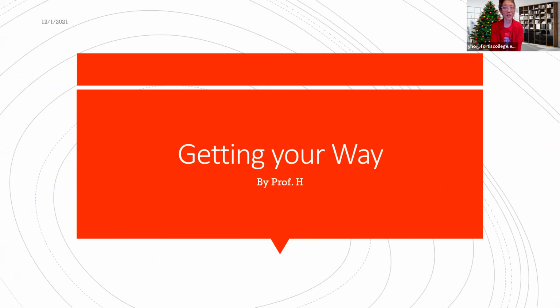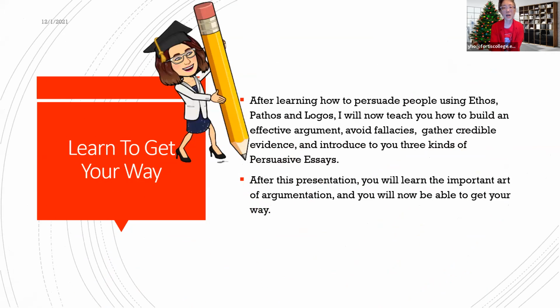And so now I'm going to go over what is a persuasive essay. How do you get your way? After learning how to persuade people using ethos, pathos, and logos, I will now teach you how to build an effective argument, avoid fallacies, gather credible evidence, and introduce to you 3 kinds of persuasive essays. After this presentation, you will learn the important art of argumentation, and you will now be able to get your way.